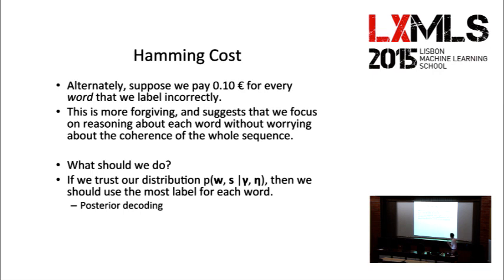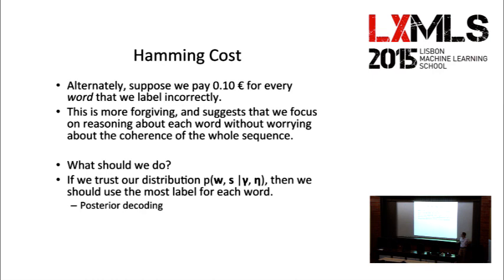Here's an alternative. Suppose that instead of paying €1 if you get anything wrong, you pay 10 cents. Is it cents? Cents? Okay. Yeah, 10 cents for every word you get wrong. So you get partial credit. If you get 9 out of 10 words right, you only lose 10 cents.